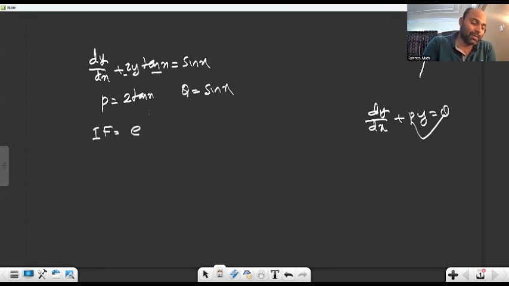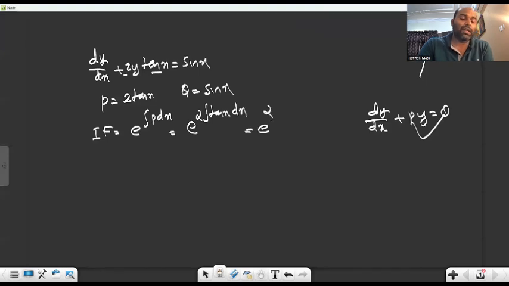The integrating factor is e raised to the integral of p dx. We already found p, so taking 2 outside, it is integral of tan x dx. The integral of tan x is a basic result; if you don't know it, that is another problem. The integral of tan x is log sec x. Don't forget that. If there is anything you don't know, write it in the working column.